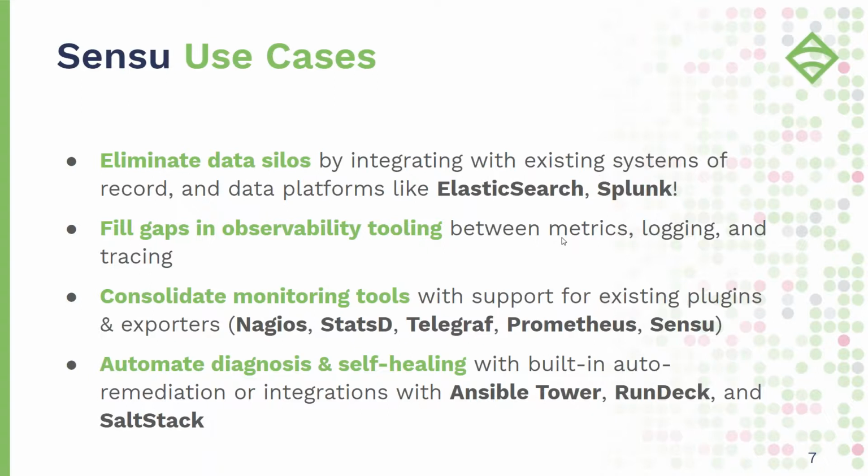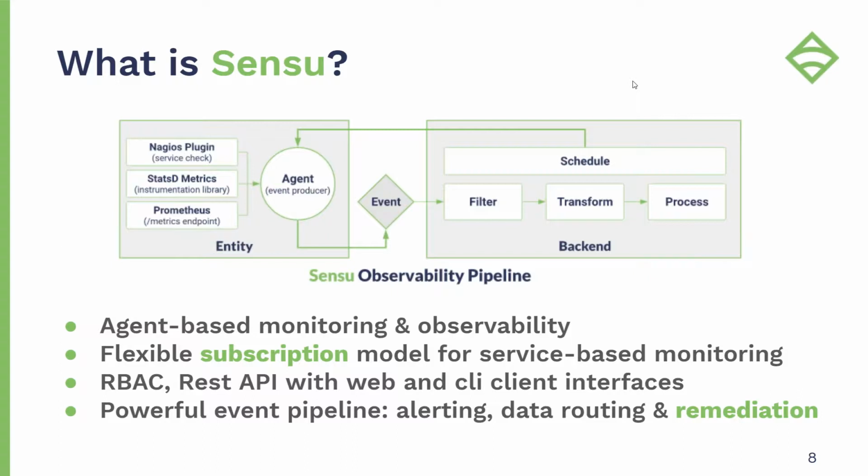There are a couple of really good use cases, right? You're basically eliminating data silos, so you can actually choose a breadth of different outbound data sinks, data lakes, and the like. You can also fill gaps in your tooling so that you can bring together metrics, logging, and tracing through the same pipeline, and then distribute them out how you need to, depending on how large your organization is and what different teams need for tooling. And like I said, there's a great thing I'm going to get to in terms of self-healing with things like Tower or Rundeck.